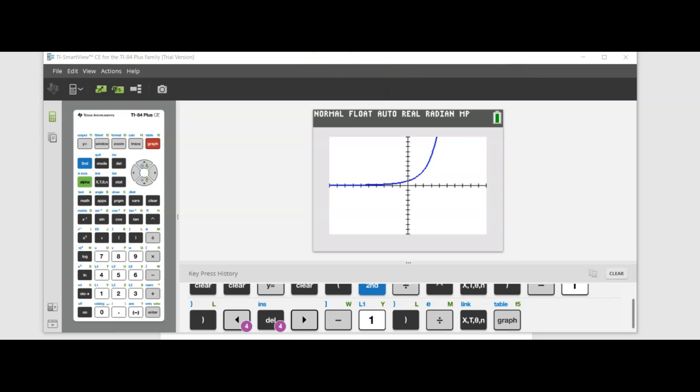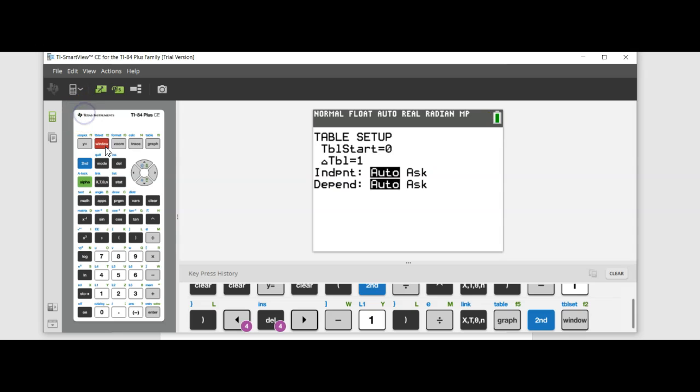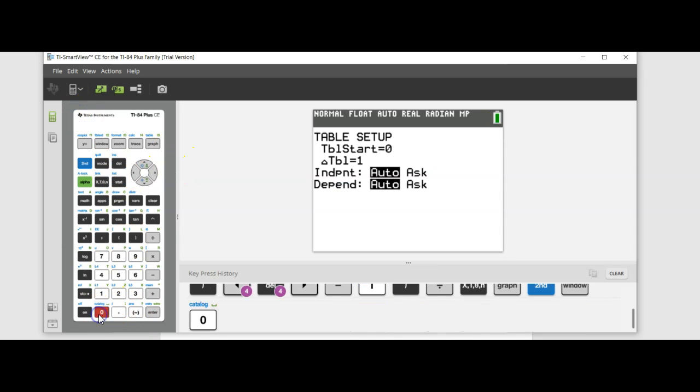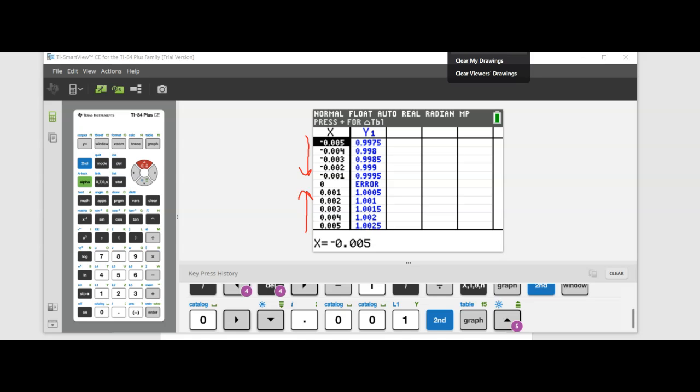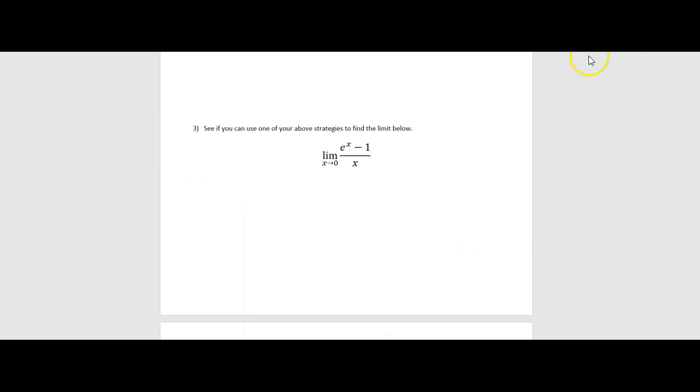We can also look at a table real quick just to verify that it looks like it's approaching 1. So I'll start my table at 0, and we'll go up by thousandths. Go to second graph, brings up the table. And you can see from both sides, as we approach 0 from the negative side, the limit is approaching 1, and as we approach 0 from the positive side, the limit is approaching 1. So we can be quite confident that the limit is 1, but again, if we were asked to prove it, we would need something other than a graph or a table. And here's where L'Hopital's rule comes into play.